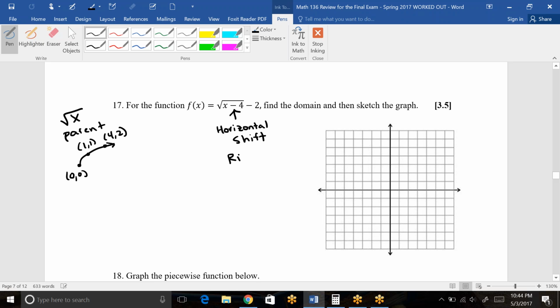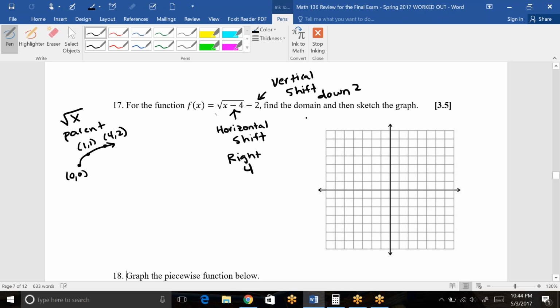And that means we're going to move to the right 4. So you always do the opposite of what you see if it's under the parent. This -2 at the end is a vertical shift, and that means we're going to move exactly as we see. So that's going to be down 2. And then we also want the domain.